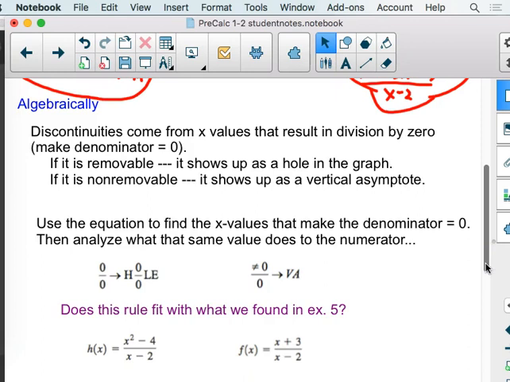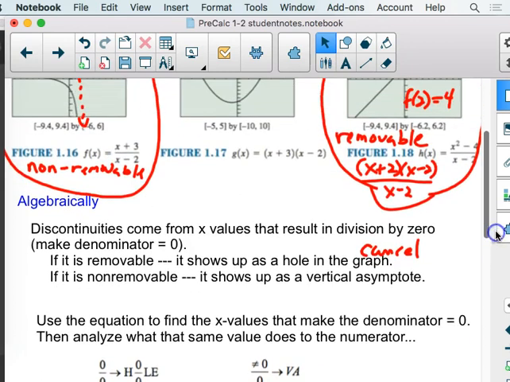So algebraically, discontinuities come from x values that result in division by 0. They make the denominator equal to 0. That's where we've always found our vertical asymptotes. If it's removable, it shows up as a hole in the graph. So that's if we can cancel it out. We look at the original and we say, hey, let's factor this, and this one cancels. That's removable. But if we can't get rid of it, it's never going to cancel out, as happened in this example right here. x plus 3 and x minus 2, there's no canceling there. That's not going to happen.